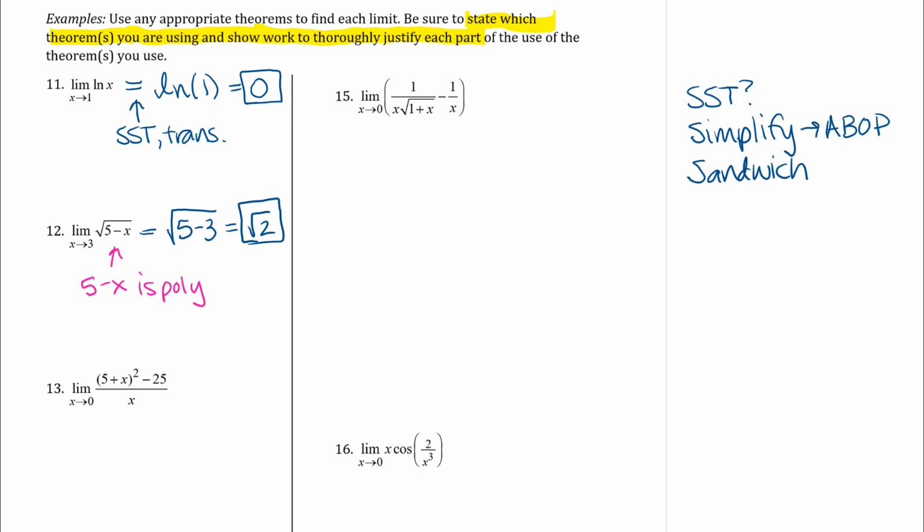But square root of 2 is the value for this limit, and so I'm technically using two different theorems here. I'm using a substitution shortcut theorem for the polynomials, and then the other theorem that I'm using, I would notice that the square root can be written as a 1/2 power. So I can think about that as 5 minus x to the 1/2 power.